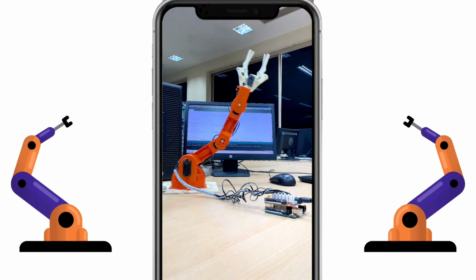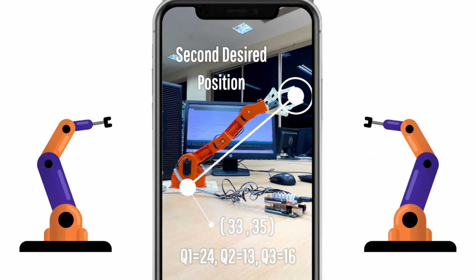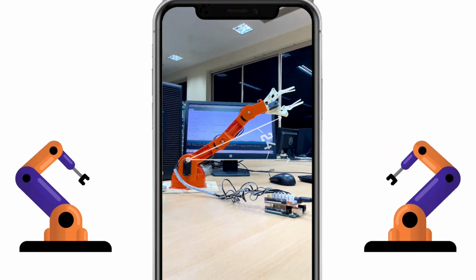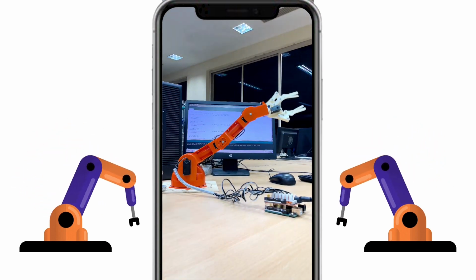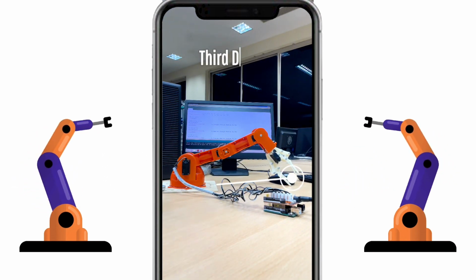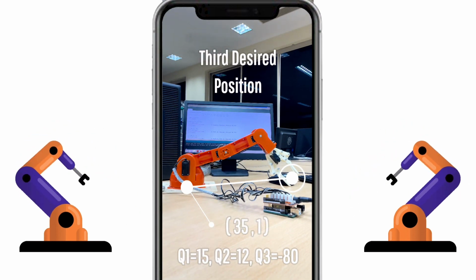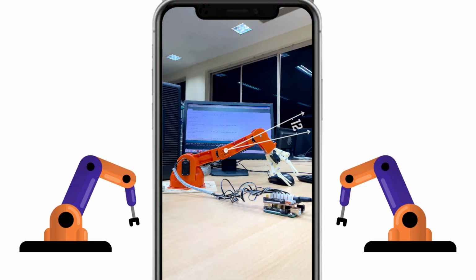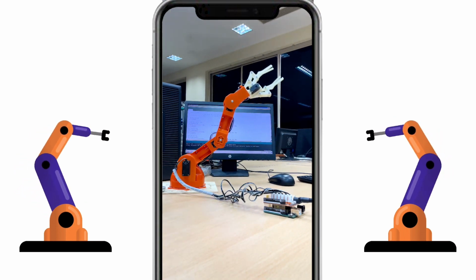Then the robotic arm moves to the second desired position, which is 33, 35. The obtained angles are Q1 24 degrees, Q2 13 degrees, Q3 16 degrees. Then it moves to the third desired position, which is 35, 1. The obtained angles are Q1 15 degrees, Q2 12 degrees, and Q3 minus 80 degrees. Then the robotic arm moves to the loop.